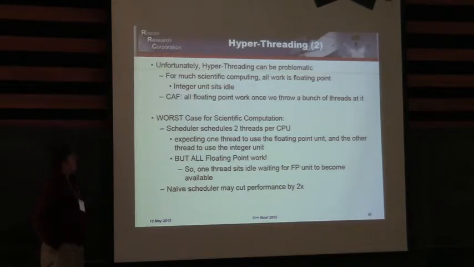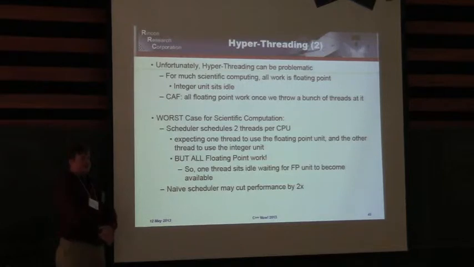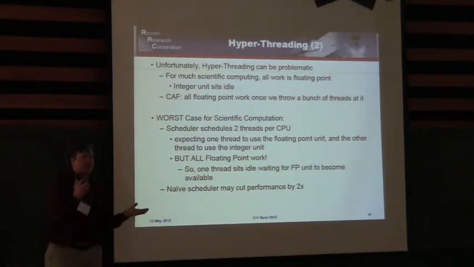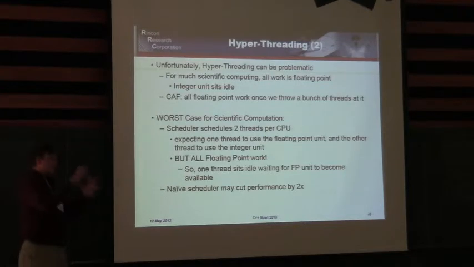Unfortunately, hyperthreading can be problematic. For the CAF computation, remember, this is all Josh's fault. We started the thing saying this is Josh's fault for making me look at the CAF. All the CAF stuff, it's all floating point. You're doing convolutions with floating point numbers, doing inverse FFTs, floating point numbers. Everything that's going on when you're doing a CAF is floating point operations.